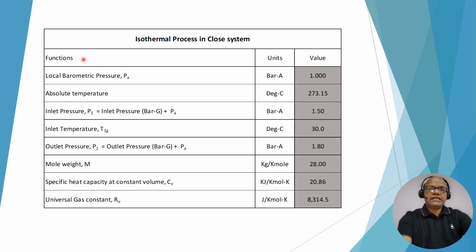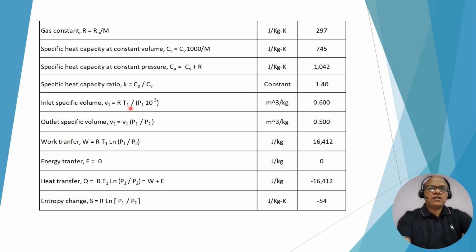Now these are the data given. For the closed system, we are taking barometric pressure as 1 bar, absolute temperature 273.15. Inlet pressure is gauge pressure plus barometric pressure, which is 1.5. Temperature is 30 degrees. Outlet pressure in absolute is 1.8. Molecular weight and Cv are given, R is given. Now we can further get the gas constant by dividing by the molecular weight. Cv is converted to joule per kg per Kelvin by dividing by M and multiplying by 1000. It is 745, and Cp is equal to Cv plus R, and then k is Cp by Cv. Then inlet specific volume is calculated like this, and V2 is also calculated likewise.